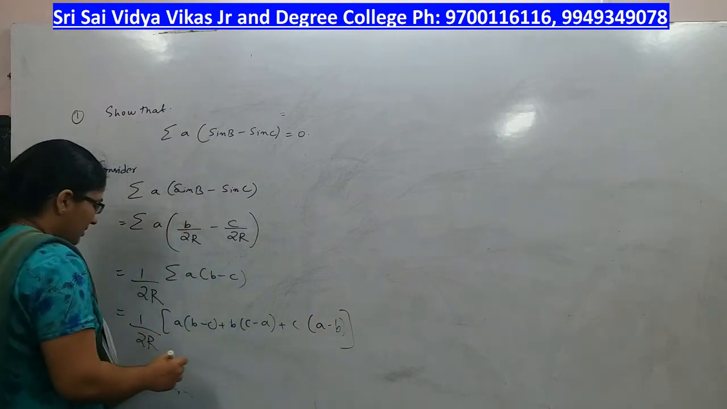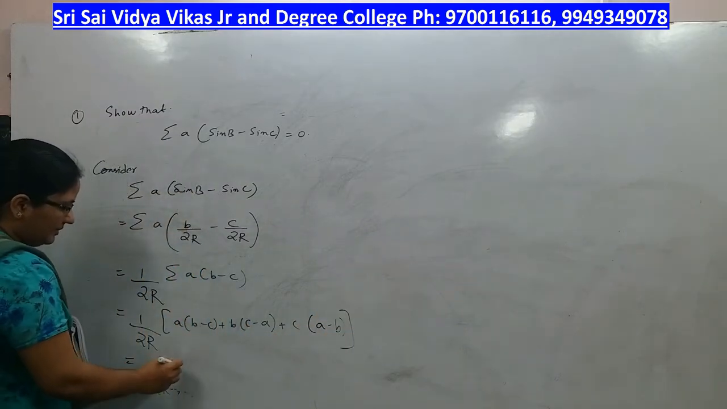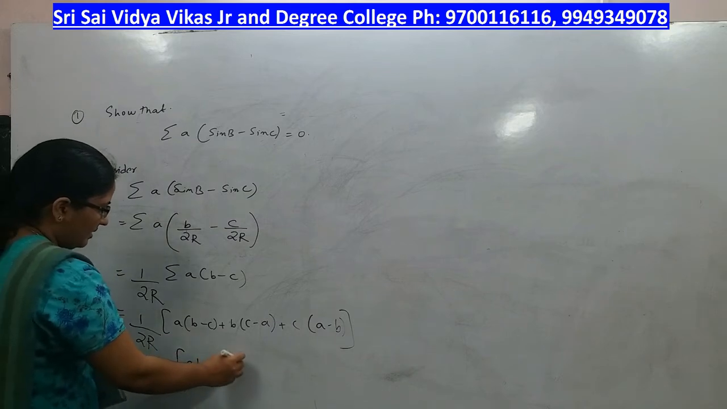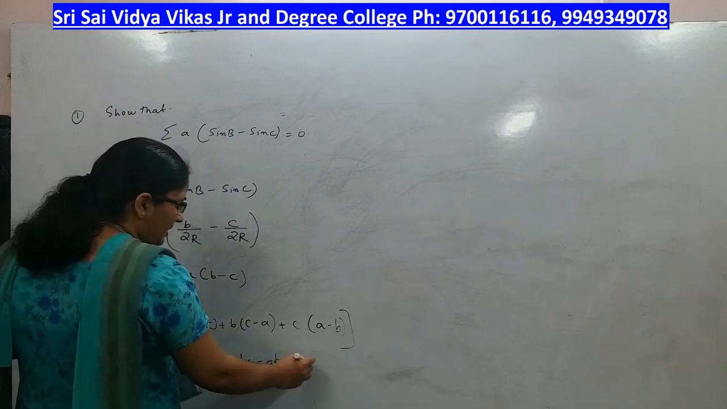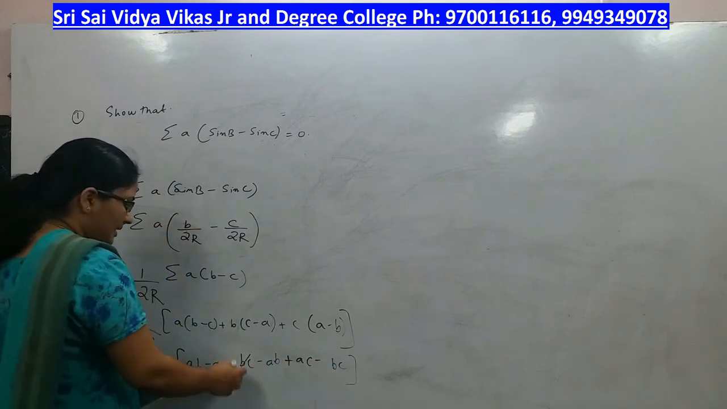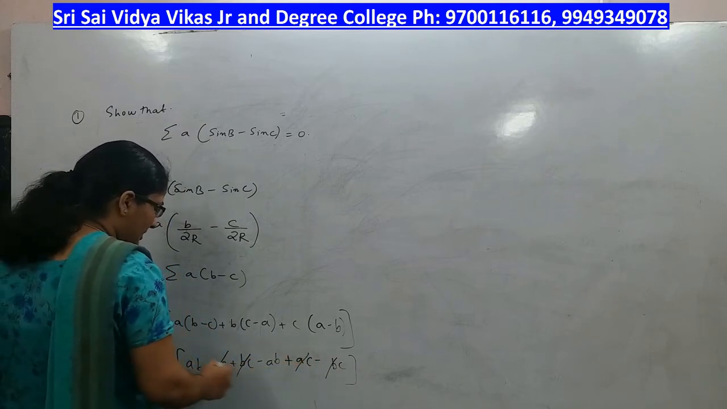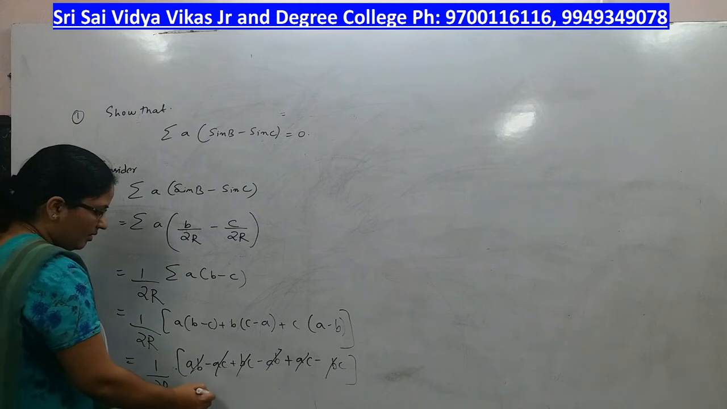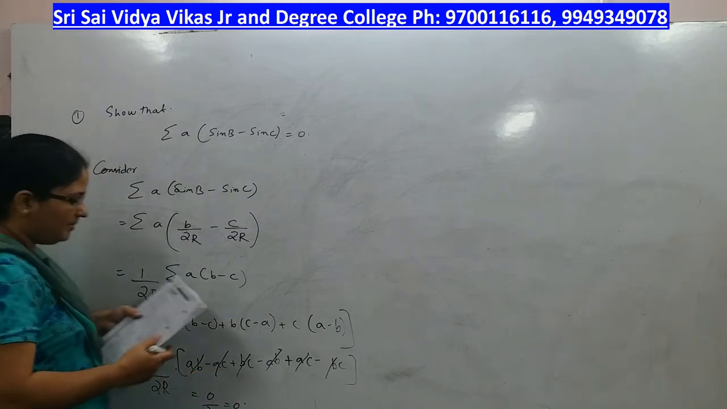So that is 1 by 2R, this is ab minus ac, bc minus ab, plus ac minus bc, plus bc minus bc cancel, plus ac minus ac cancel, plus ab minus ab cancel. You have 0 by 2R, which is equal to 0. This is the first problem.